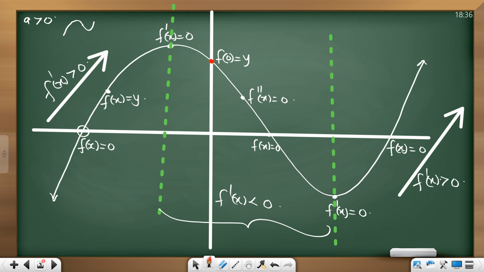Just draw it first, A less than 0. Please, I want you to use f of x, f prime of x at the important places. Quickly. Taking the time, it's 18:37. 18:40, you stop.